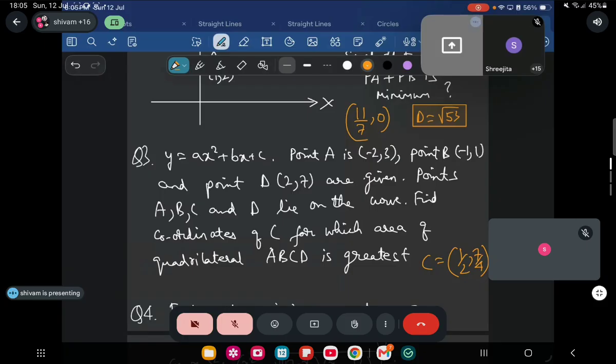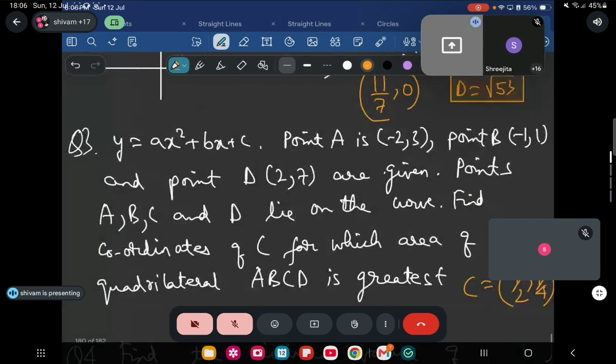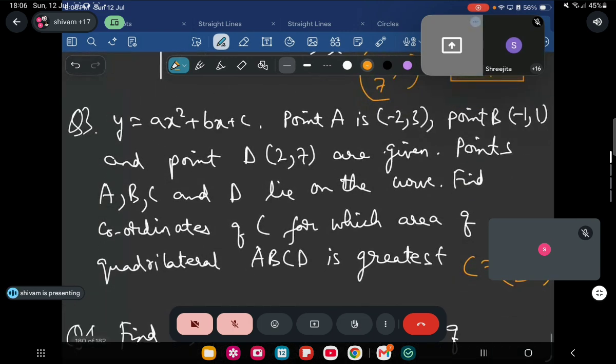Shall I tell you? How can we find out the equation of this parabola? Anyways, pay attention. 3 points are given to us, right? And there are 3 variables, isn't it? So this parabola will pass through these 3 points. Yes or no? Tell me.